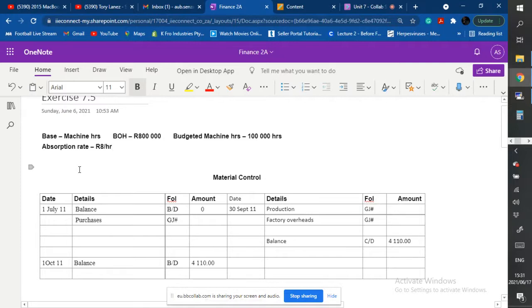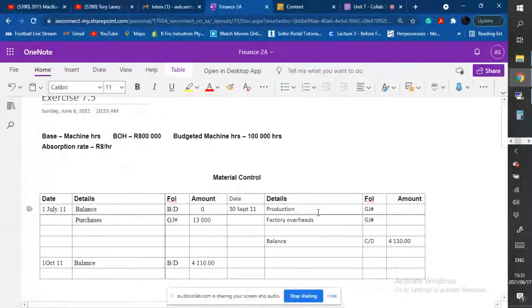So we already have our materials control in front of us. We had 0 for opening balance. Then here on the debit side, you can see purchases. Now if we scroll up into our question, they told us that materials purchased during the period is 13,000. So here we can quickly just plug in that 13,000. That's how much we purchased during the period for materials, both indirect and direct. Then we go to the credit side, and we say, okay, production.